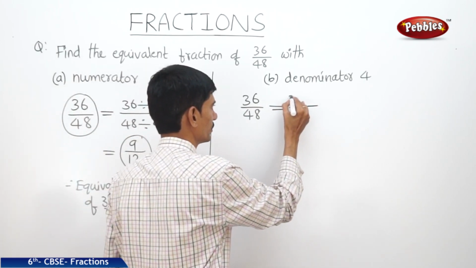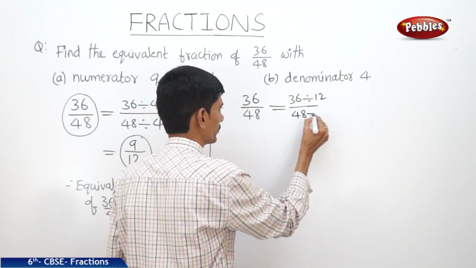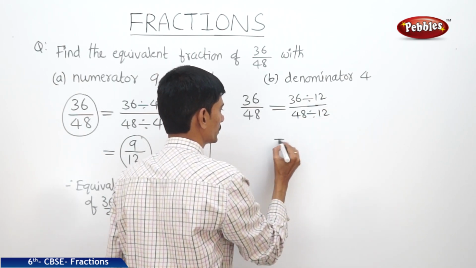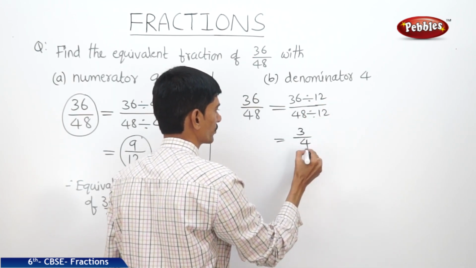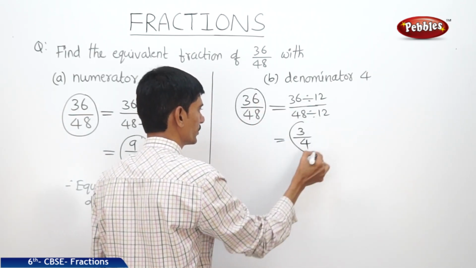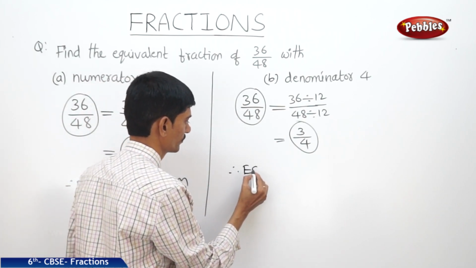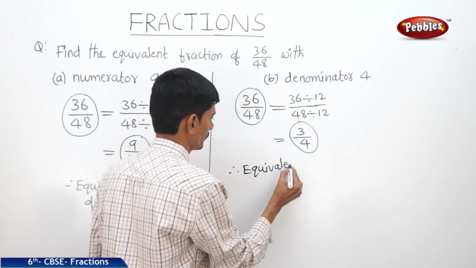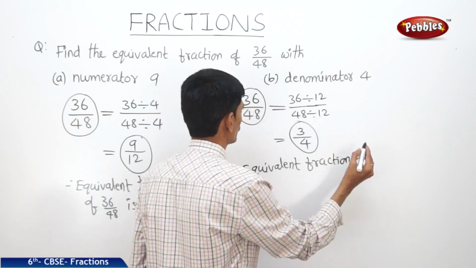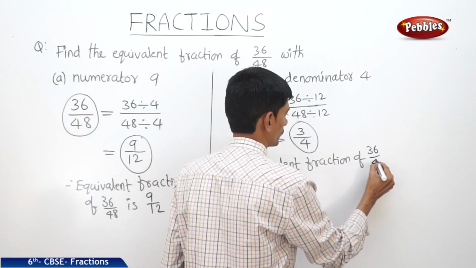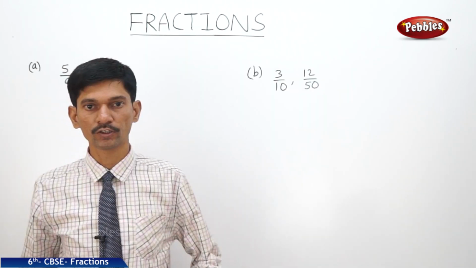Now 36 by 12 by 48 divided by 12. So then we get 36 by 12 is 3 by 48 by 12 is 4. So here 36 by 48 and 3 by 4 are equivalent fractions. Therefore equivalent fraction of 36 by 48 is 3 by 4. Now let us see the next question.